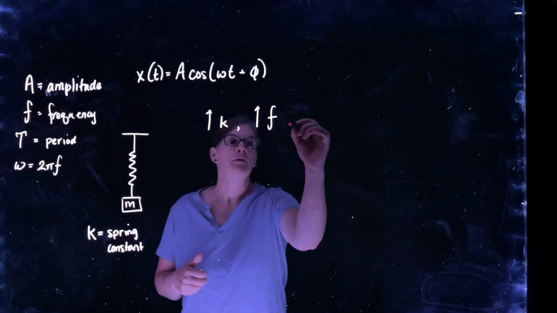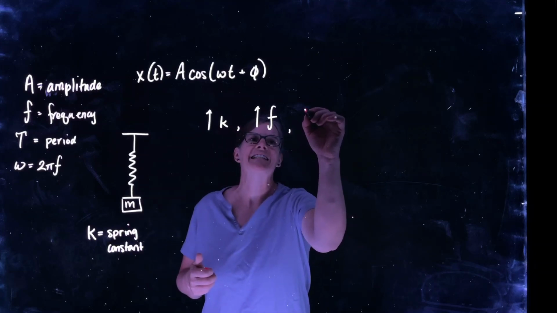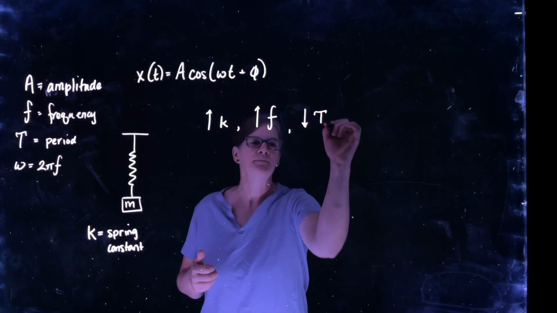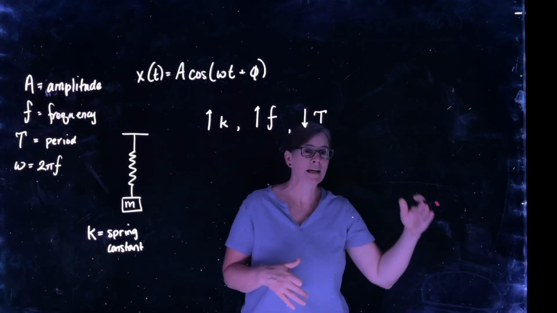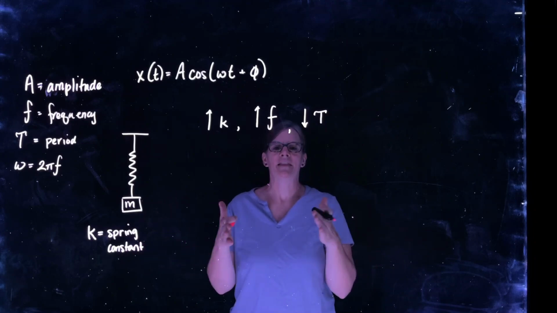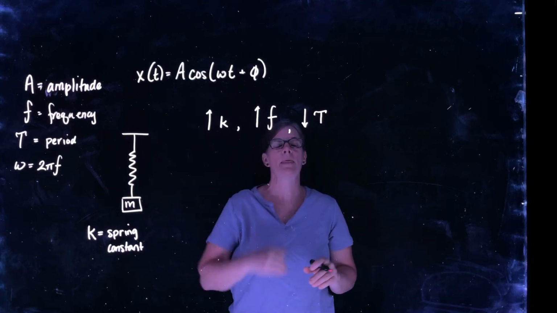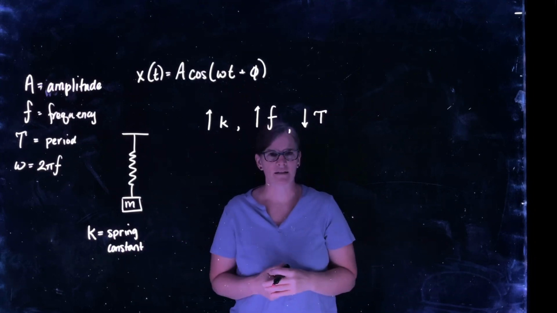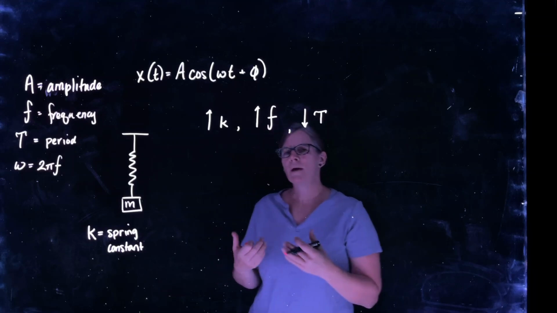If I increase the frequency, of course, I decrease the period, how long it takes to do one cycle. If it's going really quickly, that time is shortened. So the spring constant itself matters. Well, what else might matter?